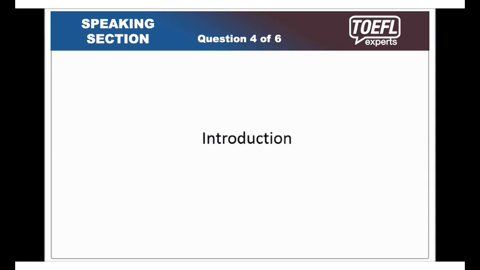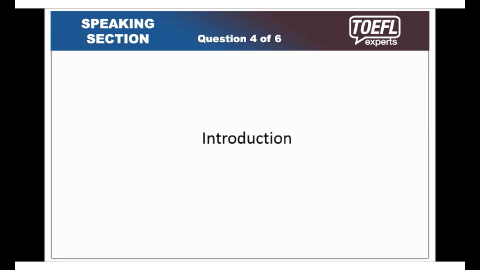Number 4. In this question, you will read a short passage on an academic subject and then listen to a talk on the same topic. You will then answer a question using information from both the reading passage and the talk. After the question, you will have 30 seconds to prepare your response and 60 seconds to speak.